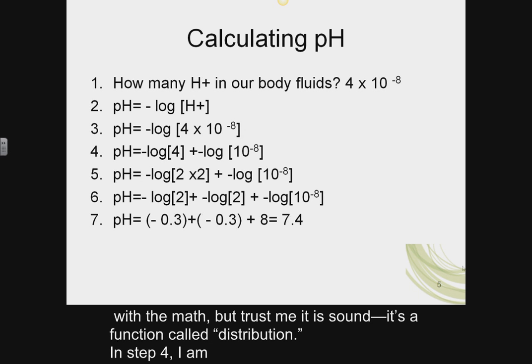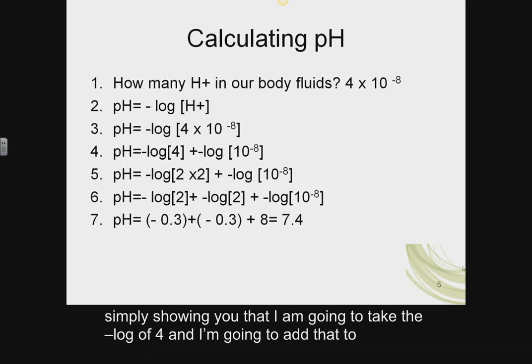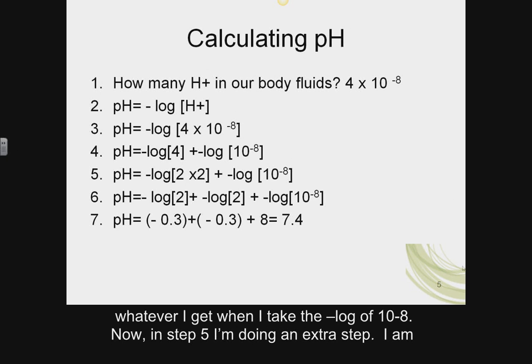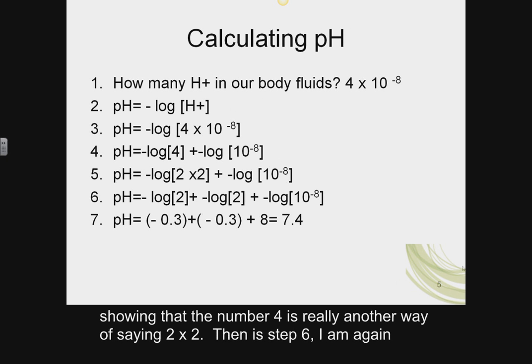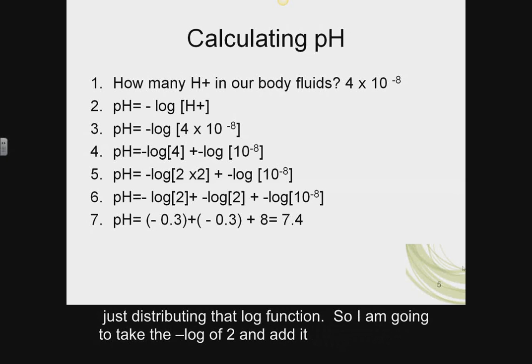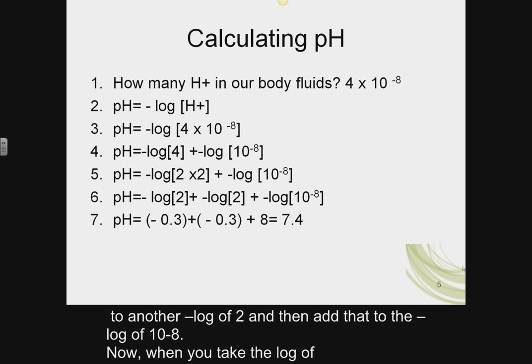In step 4, I am simply showing you that I am going to take the negative log of 4, and I'm going to add that to whatever I get when I take the negative log of 10 to the negative 8. In step 5, I'm doing an extra step. I'm showing that the number 4 is really another way of saying 2 times 2. Then in step 6, I am again just distributing that log function. I am going to take the negative log of 2 and add it to another negative log of 2, and then add that to the negative log of 10 to the negative 8.